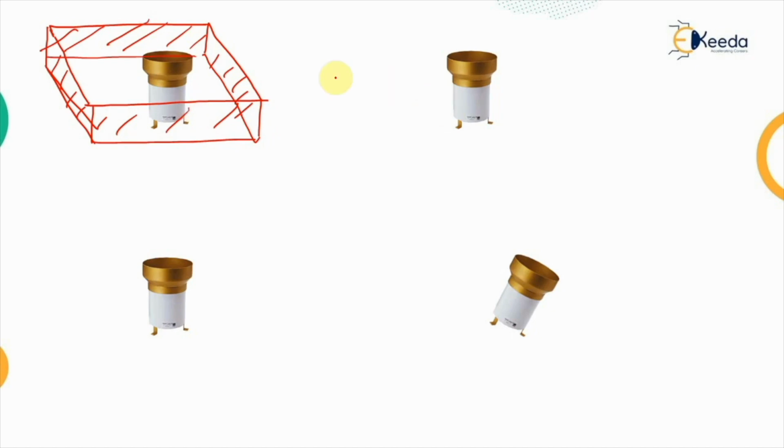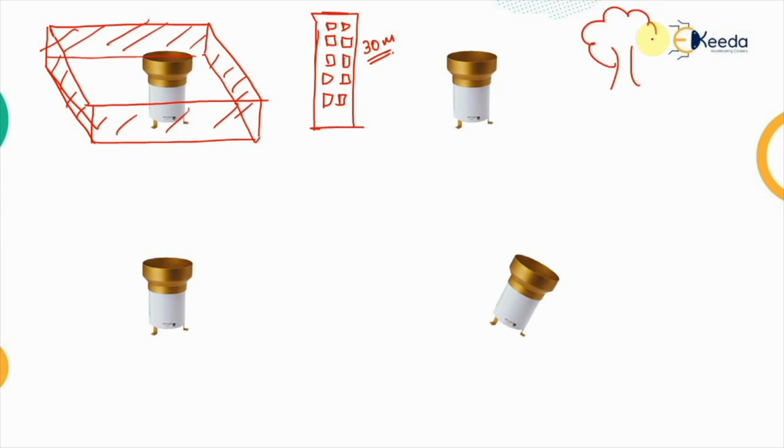The second one was no obstruction. That may be in the form of a building. Let's say this is a building which is present. Usually one floor is 3 meters, so let's say this is a 10 floor building, so the height of the building is 30 meters. And the second obstruction is a tree having roughly a height of 15 meters.